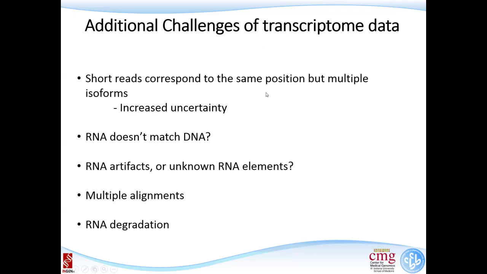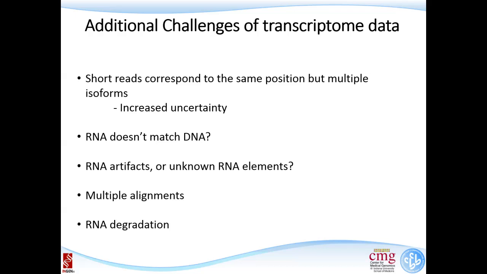Aside from that, we're still dealing with this short read problem, which is that short reads can be aligned to the same position, but you don't know which isoform it corresponds to. So this is a major issue for splicing analysis, which I will talk about later. But this is what's known as increased uncertainty, or the uncertainty principle, when we get to splicing analysis.